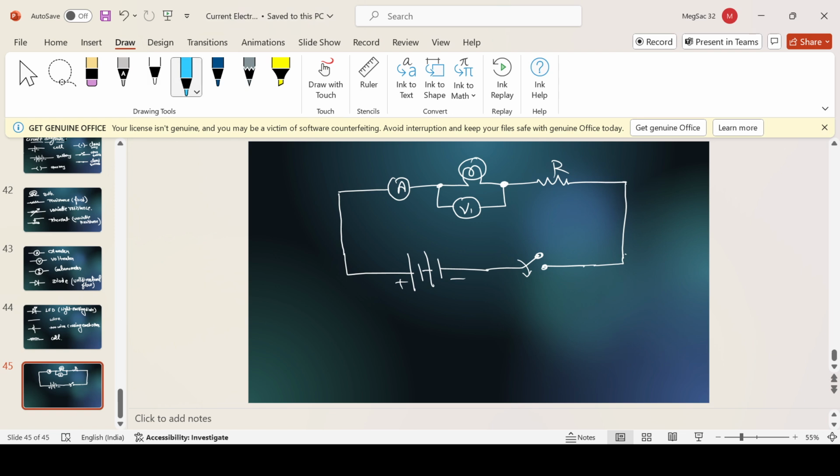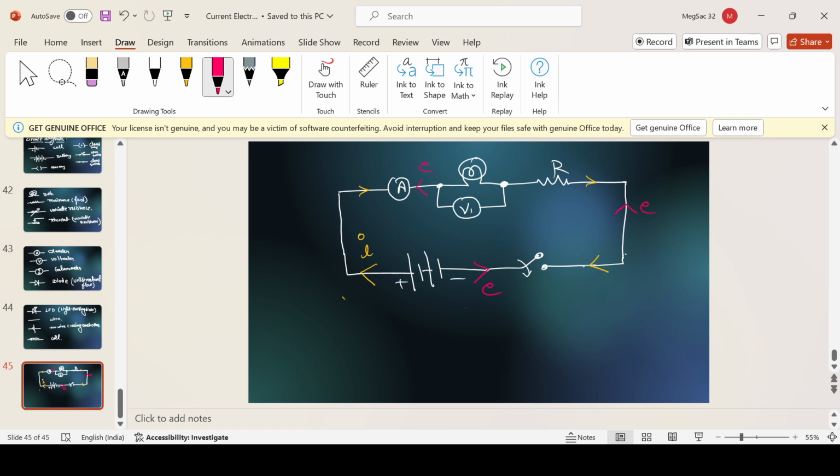Now where will the current flow? Current will flow from the positive terminal to the negative terminal, that is the I. Okay, yes, sir. And what is the flow of the electrons? It is opposite to the direction of current.